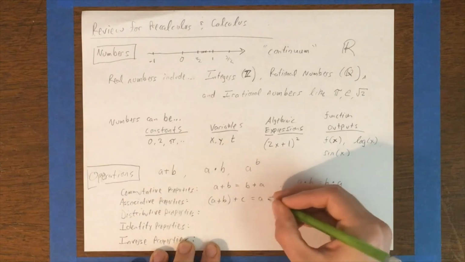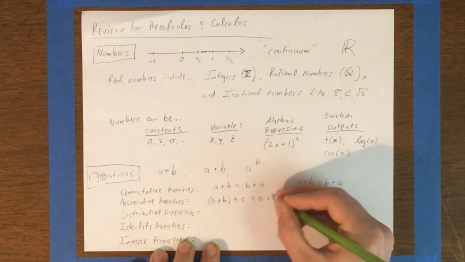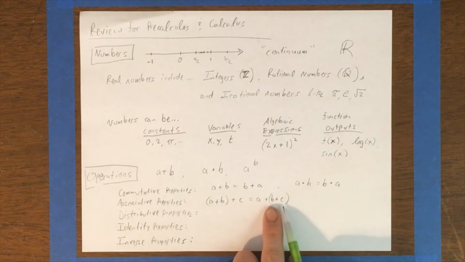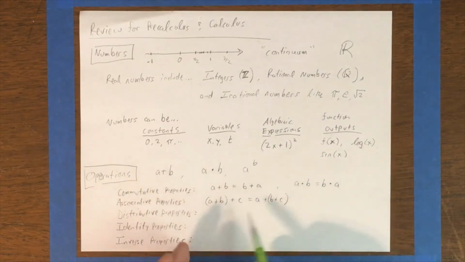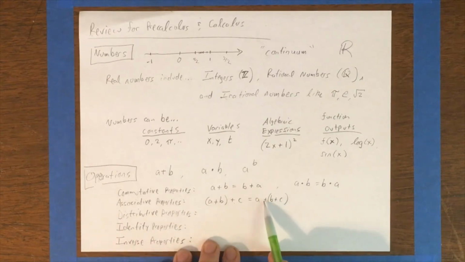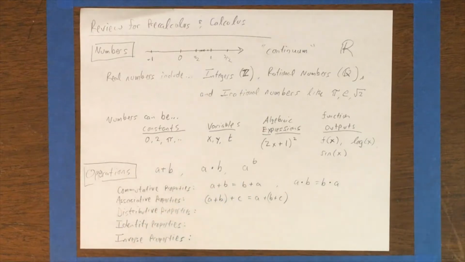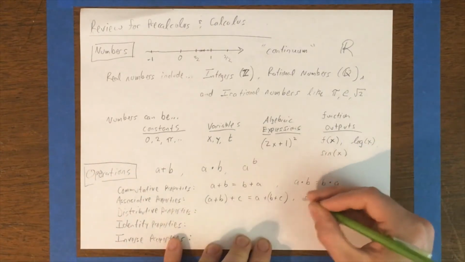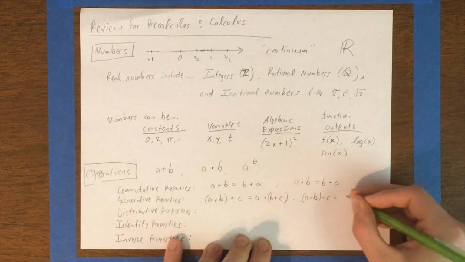Alternatively, we can rearrange where the parentheses are and say, let's do the b plus c first, and then take that result and do a plus that. So we're evaluating the second addition first and the first addition second. So the order in which you evaluate those operations here doesn't matter. That's the associative property. And the same is true here with multiplication.